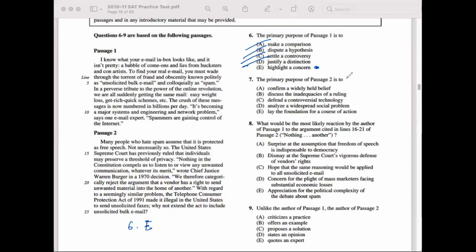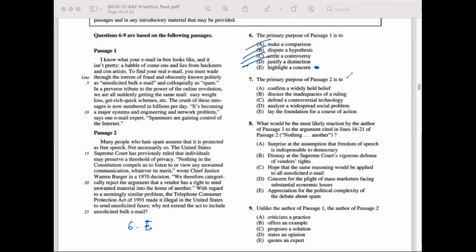So the second passage offers more of the prospect of a solution of the problem raised in the first one, right? It talks about how there was a Supreme Court decision about unwanted communication and how individual citizens, private citizens, have a right to deny such communication, right? So that was one. And then this also was extended to the Telephone Consumer Protection Act that made it illegal to send unsolicited faxes. So why not do this for email as well?